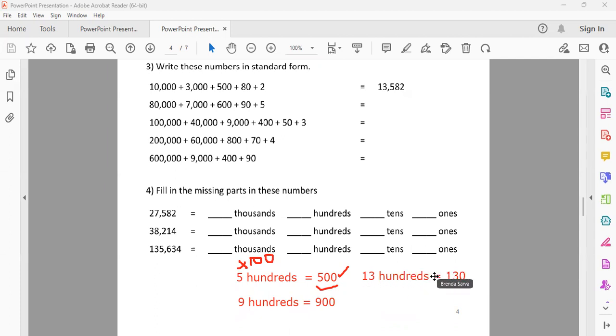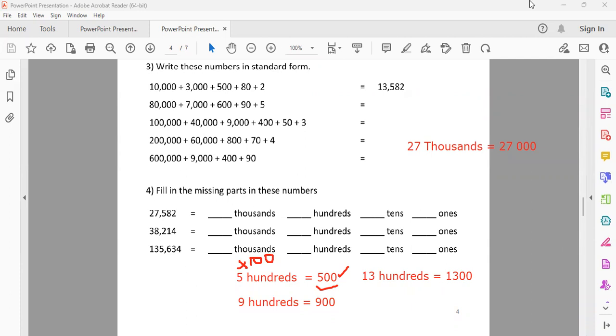If the question was 13 hundredths, you're going to do the same thing, times 100, and you are going to get 1,300. So the value of 13 hundredths is 1,300. If you understand this concept, then if I wrote 27 thousands, literally it means 27 times 1,000, which is the same as 27,000. Okay, so that's how you answer this question.